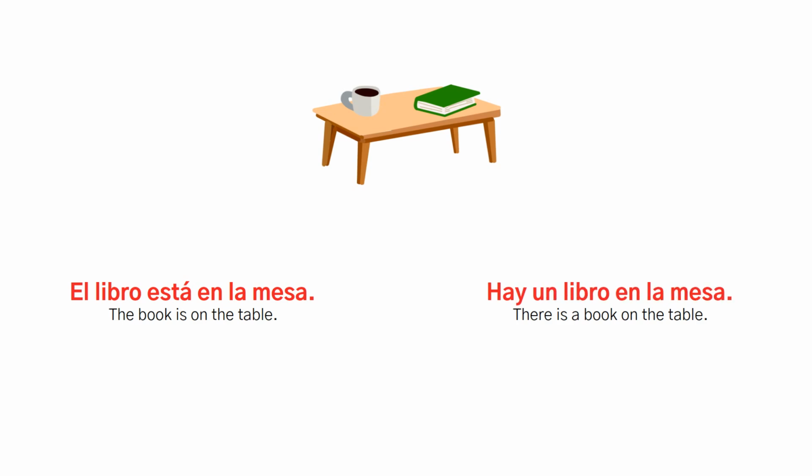Notice the articles helping you here. El libro, the book, suggests something specific and known, which pairs naturally with está. Un libro, a book, suggests something being introduced, which pairs naturally with hay. The articles and the verbs work together as a system.